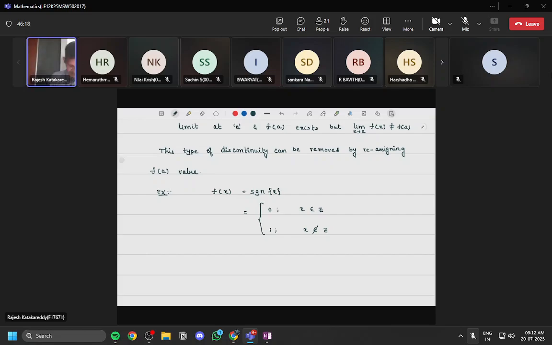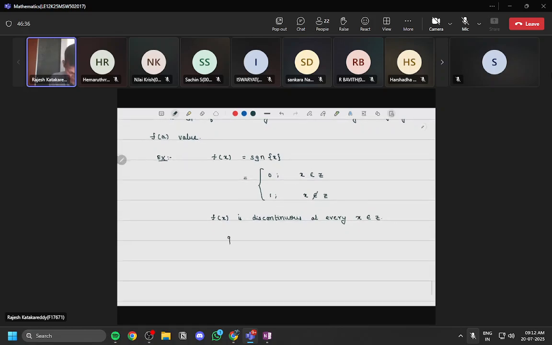Now, how can we make this function continuous? f of x is discontinuous at every x belonging to Z. How are we redefining it? We are reassigning: g of x will be signum of the fractional part of x when x does not belong to an integer, and it will be 1 when x belongs to an integer. Now this is a continuous function.